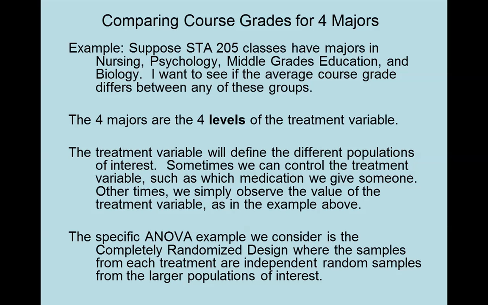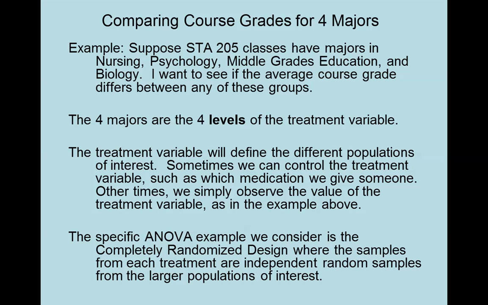Now, the four majors are like four levels of a treatment variable, which I might call major. The treatment variable is going to define your different populations of interest. Now, sometimes we can control the treatment variable, such as when you're giving different medications. But other times, you're just observing which category or which level of the treatment variable an observation falls into, such as when we have people self-declaring into majors and then taking a course.